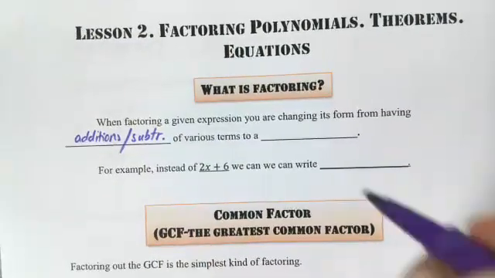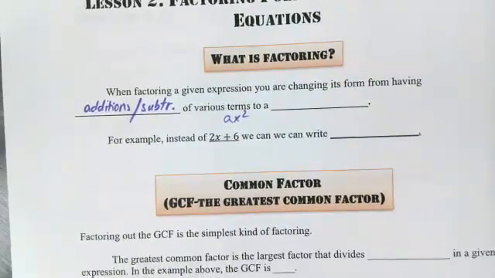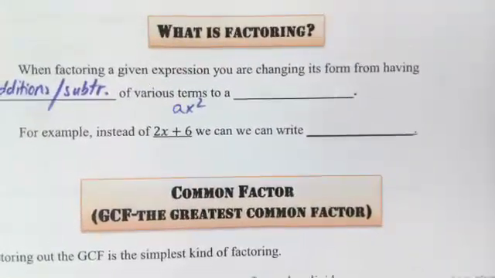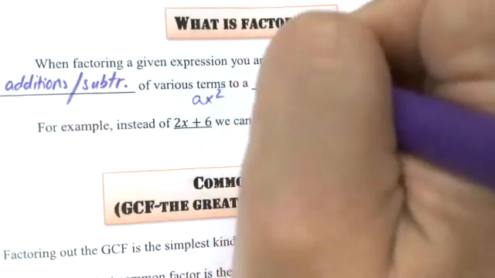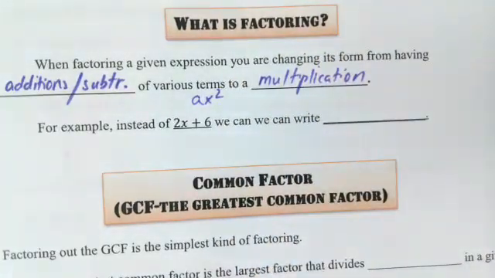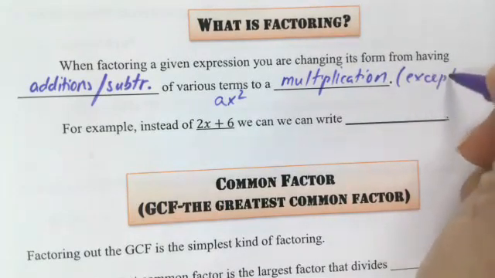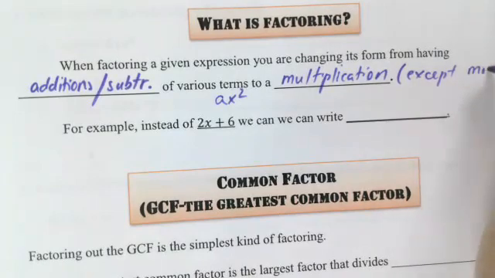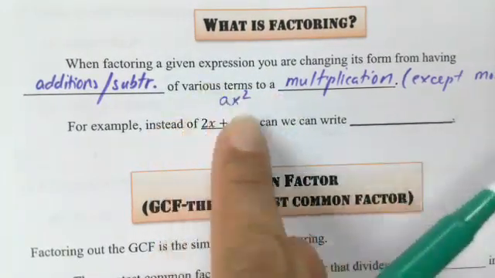of various terms. Remember, our terms look like that, the power terms, a times x squared, I put square there just as an example, to a multiplication, except monomials. So, for example, instead of writing 2x plus 6, I can write the same expression.